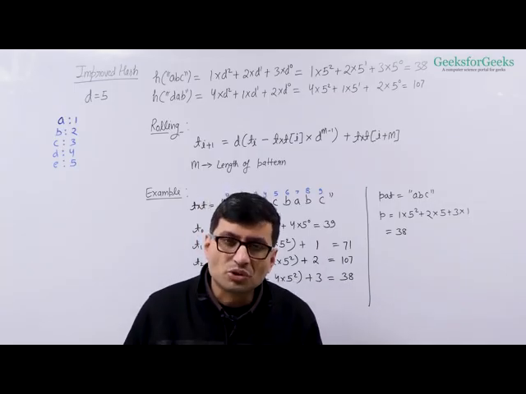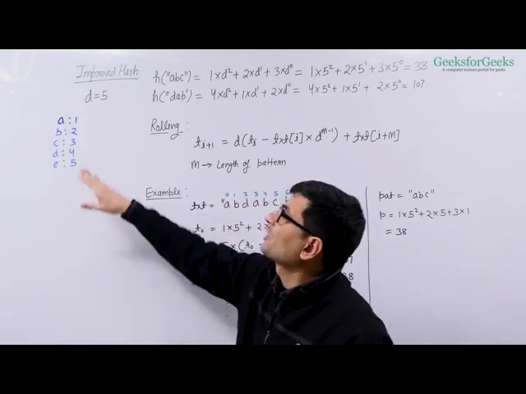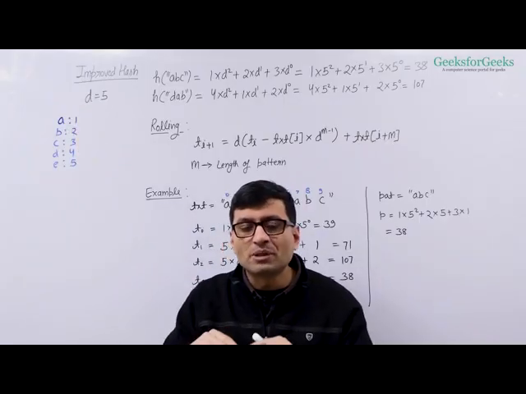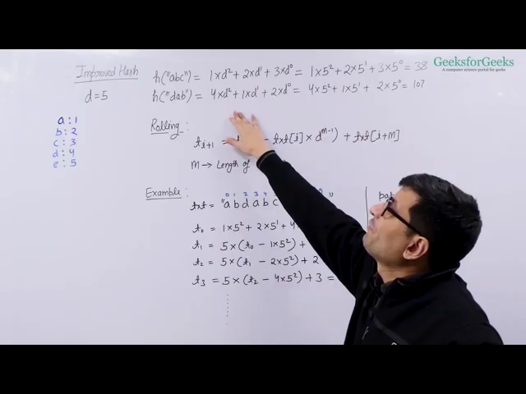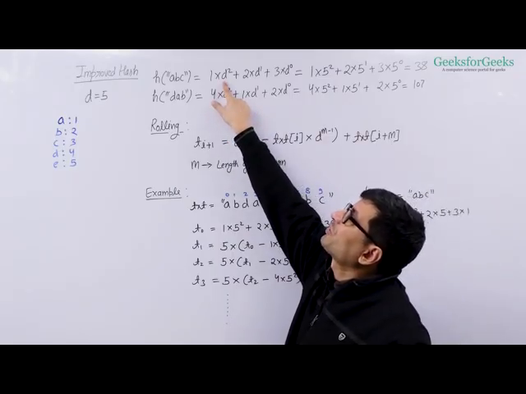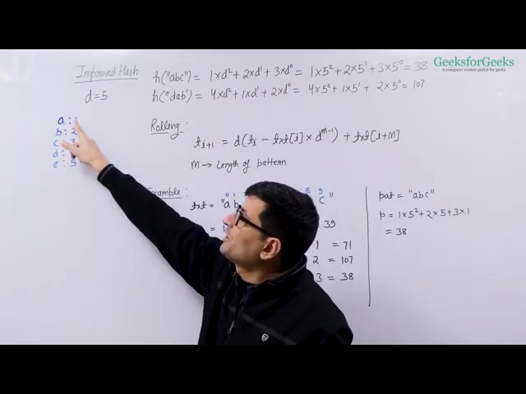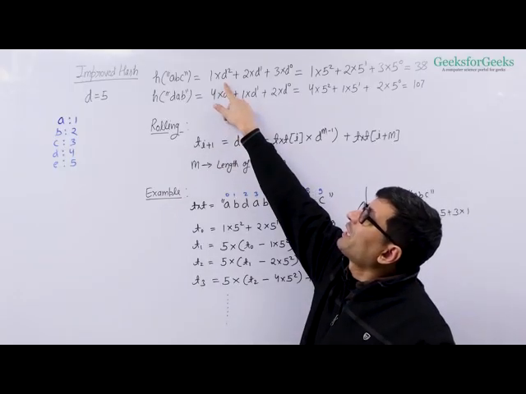To avoid this issue, we have an improved hash function. In this hash function, we introduce a variable D. Instead of doing simply a sum of ASCII values, we do a weighted sum where we multiply values with powers of D. Here I'm not using ASCII values; I'm using the values corresponding to the characters. So we multiply these values with powers of D.